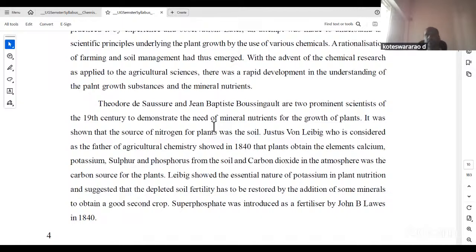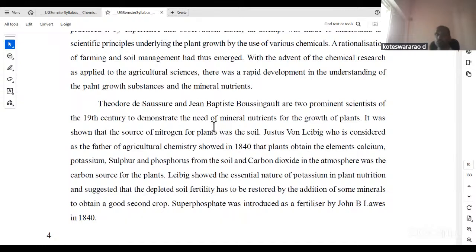Justus von Liebig, who is considered the father of agricultural chemistry, showed that plants obtain the elements calcium, potassium, sulfur, and phosphorus from the soil, and some gases, especially carbon dioxide, from the atmosphere. This carbon dioxide is the main carbon source for the plant, which is used for food manufacturing by the plant in photosynthesis.